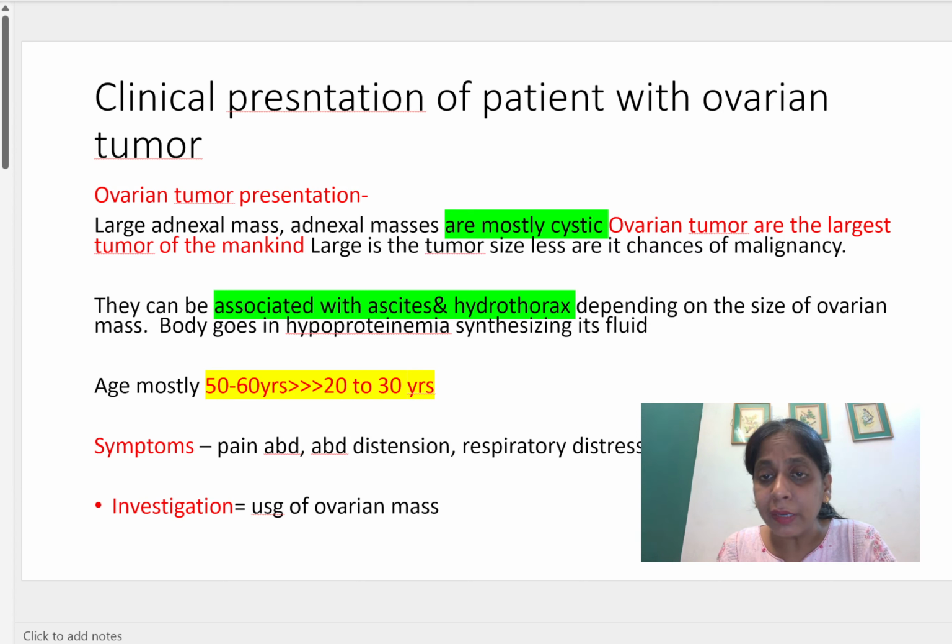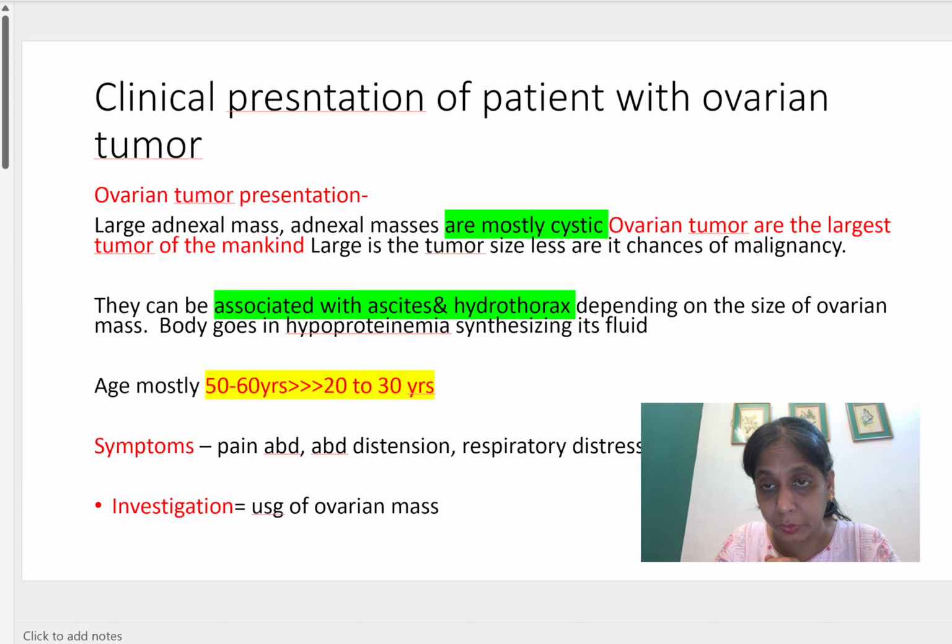In routine practice we see ovarian tumors of 5 kg, 20 kg once or twice a year, and in the Guinness Book of Records they have also recorded a tumor size of 100 plus kg. So these tumors are very cystic and very large, and they are the largest tumors of mankind.